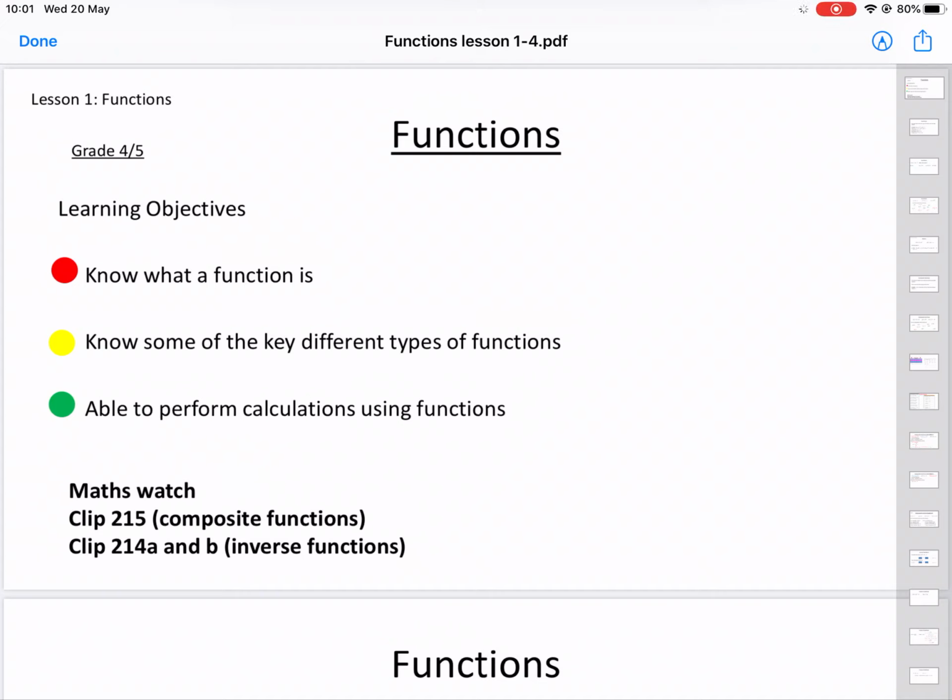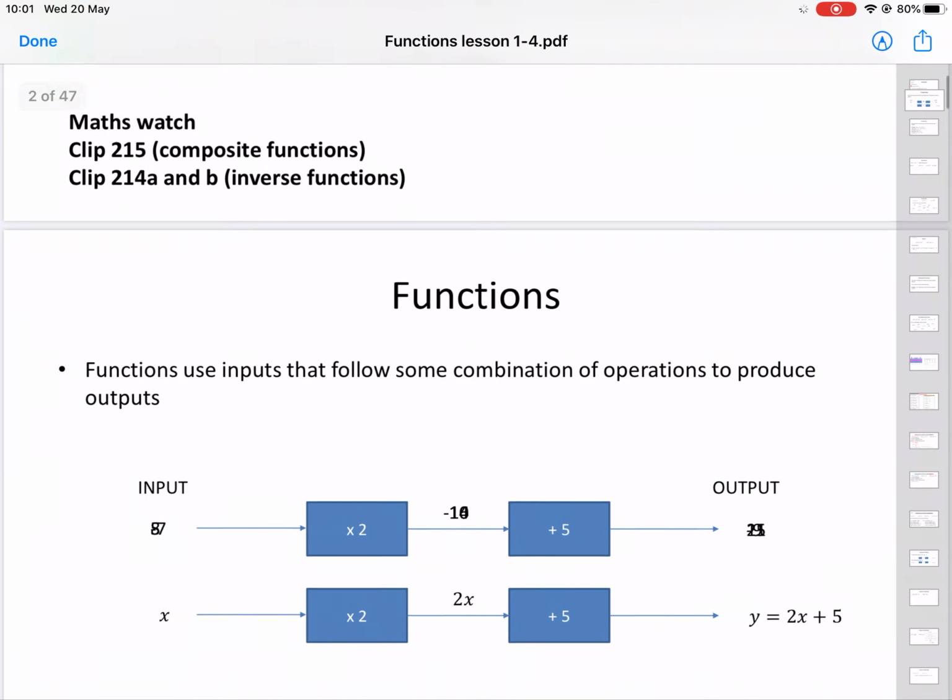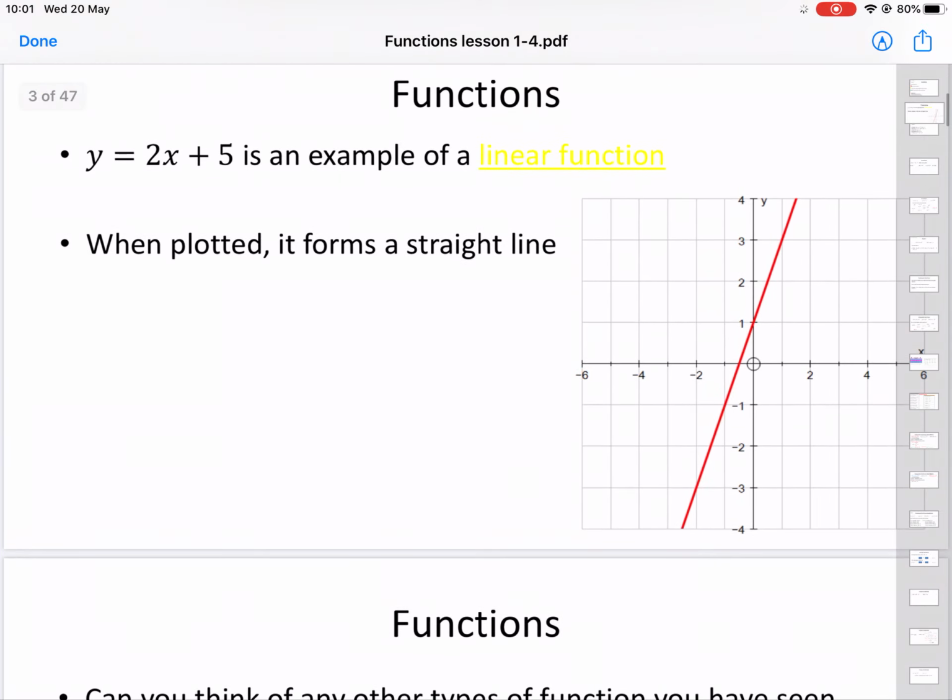Okay, so today we are going to look at some function notation. We're just going to start off with the basics today and see what function notation actually is. So we know a function is a bit like an equation. We're used to seeing things like y equals 2x plus 5 as an example of a linear function, and we know that makes a straight line if we were to plot that on a graph.